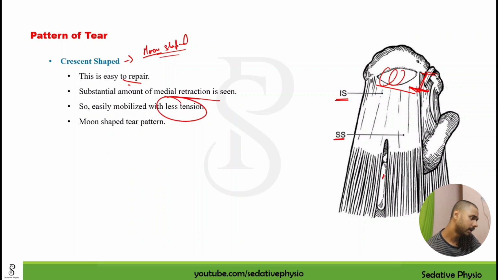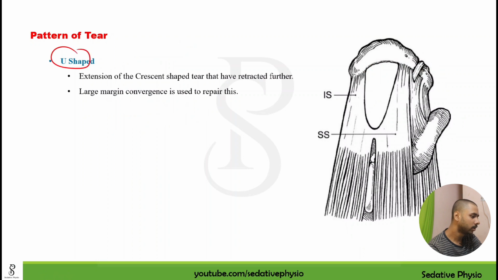Okay, now, the moon shaped tear pattern I have just told you. In this condition, the recovery is good. If we can recover the patient, we can get the patient back to normal work very soon after the rehabilitation. So this is the crescent shape. Next one is called the U-shaped. This is just a more elongated version of the crescent shaped. Crescent shaped was something like this, and in the U-shaped, it is retracted more towards the medial aspect. This is the medial, this is the lateral.